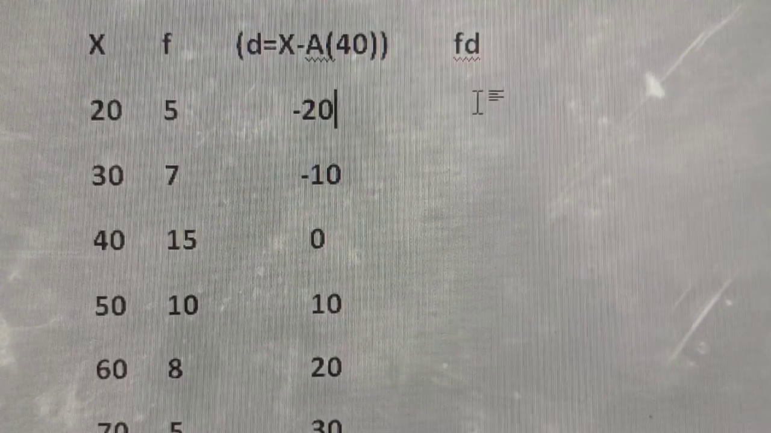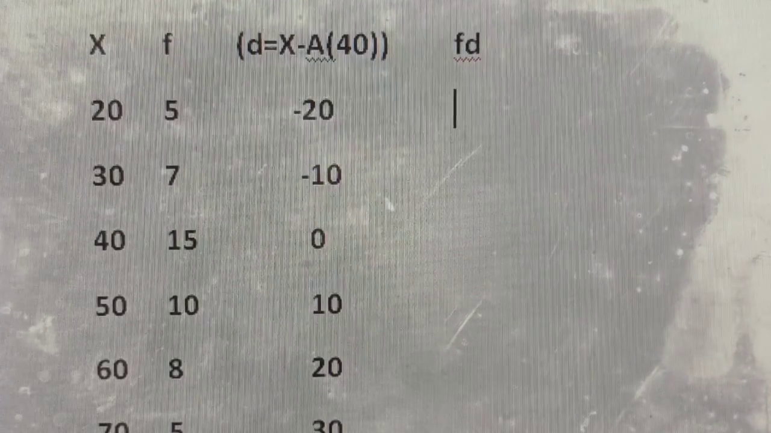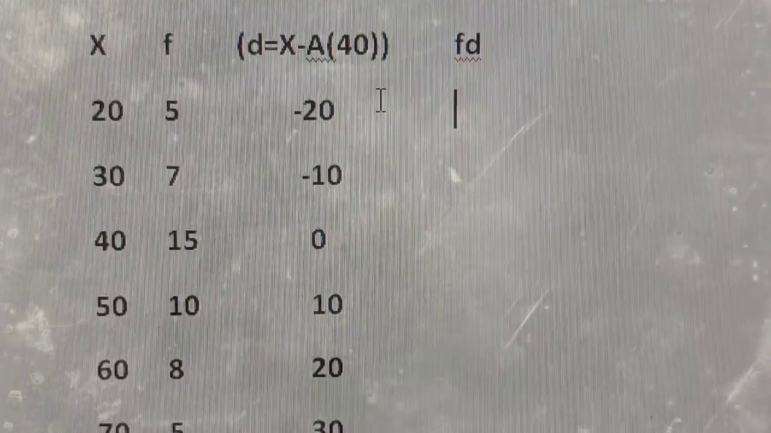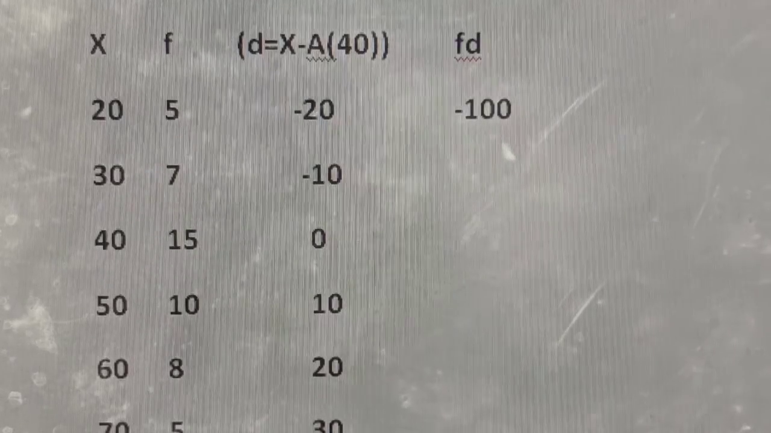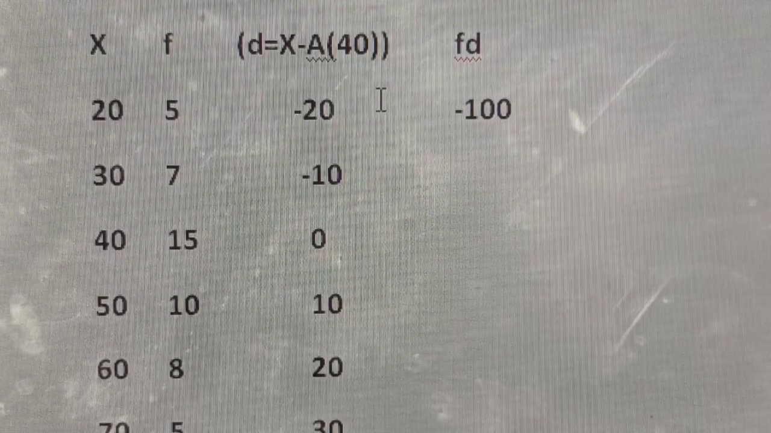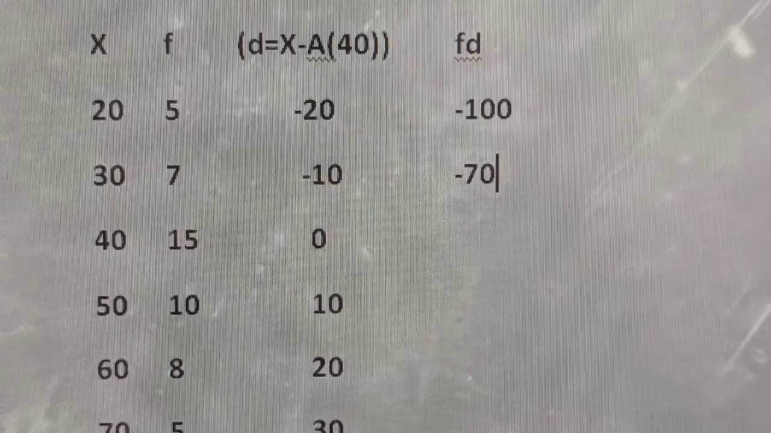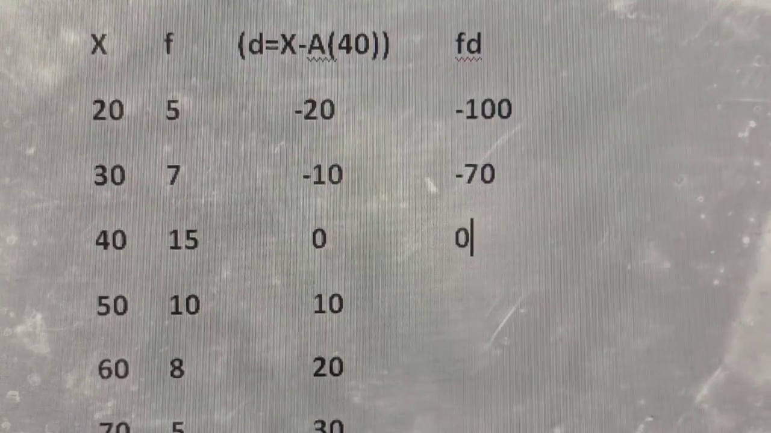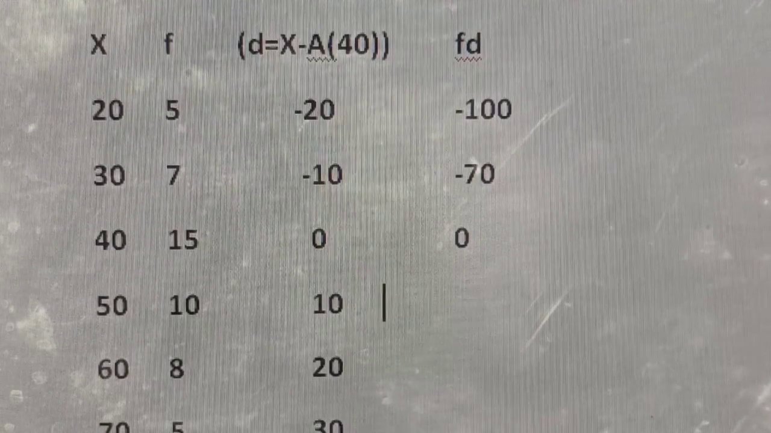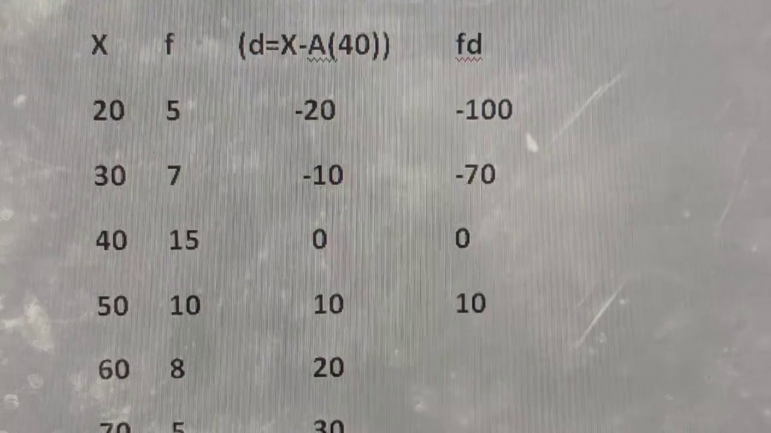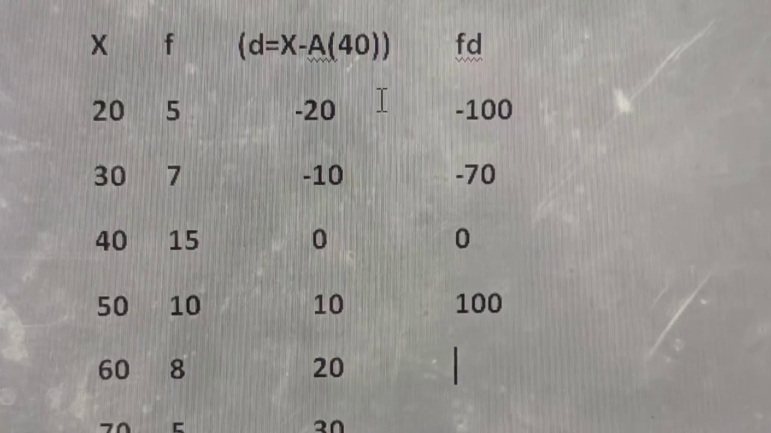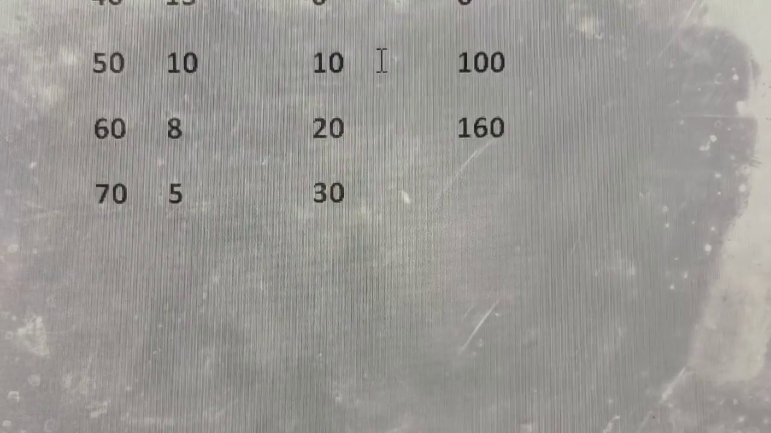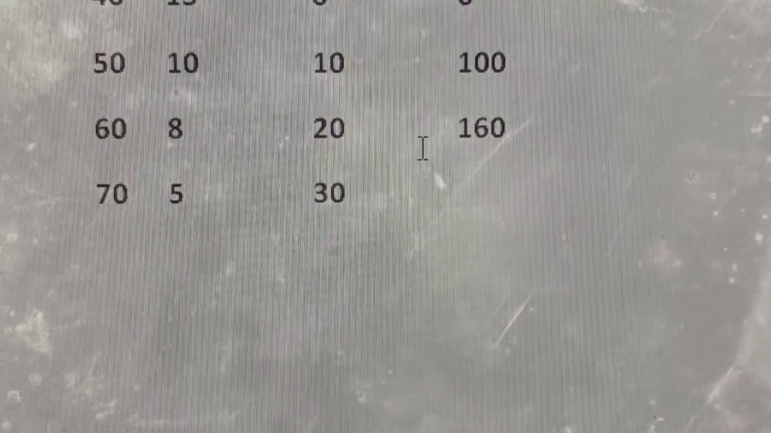Then comes f into d. How do we calculate f into d? F is 5 into minus 20, which is minus 100. Then minus 70, then 0, then 100, then 160, then 150.